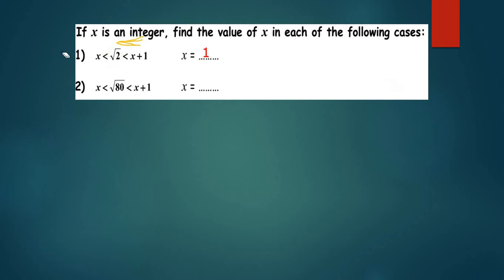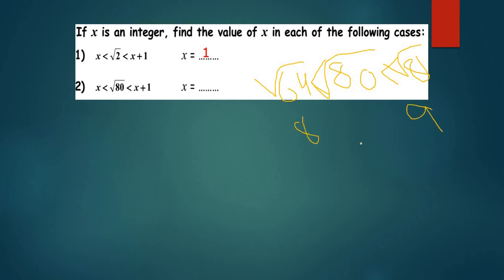The second example for you. Put root 80 here. The perfect squares before and after 80: after 80 it is 81, and before 80 it is 64. Take the root for all sides. Root 64 is 8 and root 81 is 9, so the number is 8.